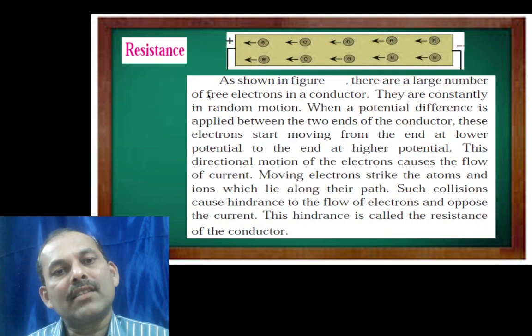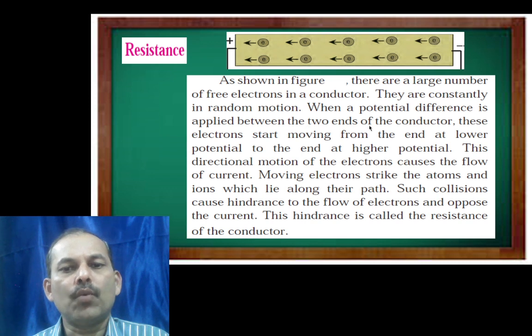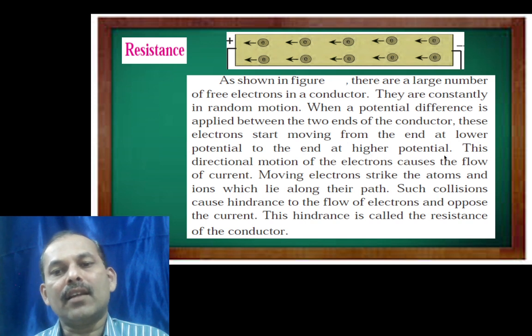Then resistance. As shown in this figure, there are a large number of free electrons in a conductor. They are constantly in random motion. When a potential difference is applied between the two ends of the conductor, these electrons start moving from the end at lower potential to the end at higher potential. This directional motion of the electrons causes the flow of current.